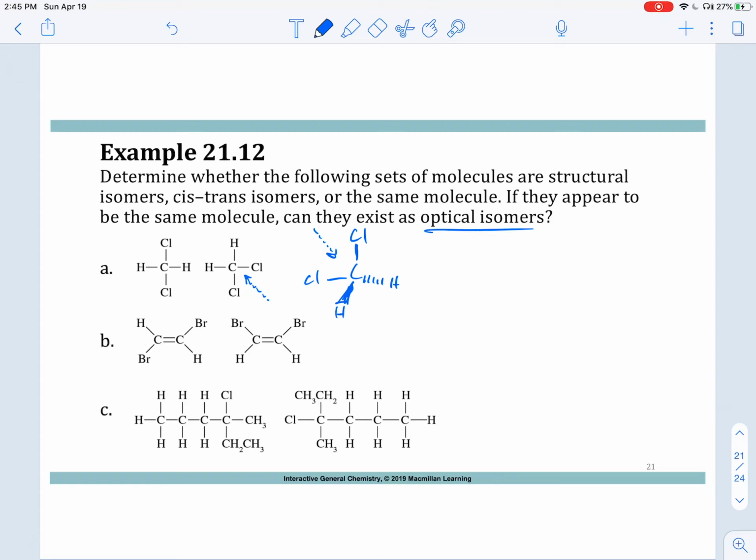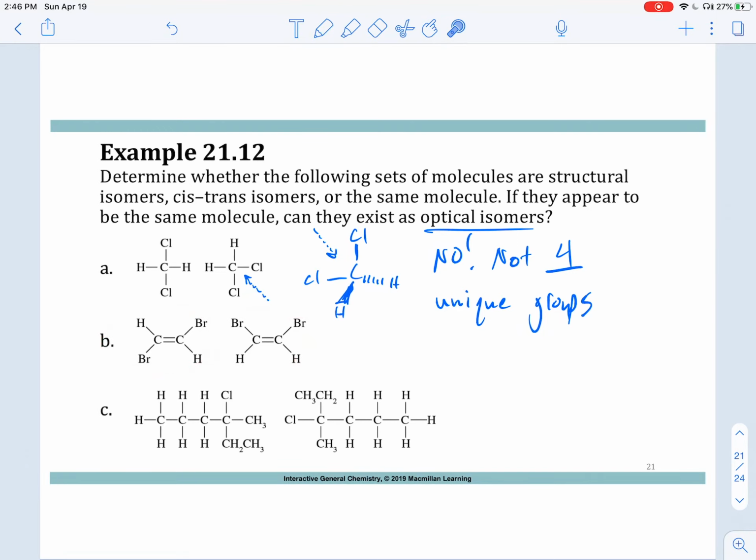Also, can it be optical isomers? No, because not 4 unique groups. These would have to have 4 unique groups connected to that carbon. This is why doing this on paper is pretty tricky sometimes. You have this model in front of you, you can tell this is the same compound as that, exact same. What about this one?